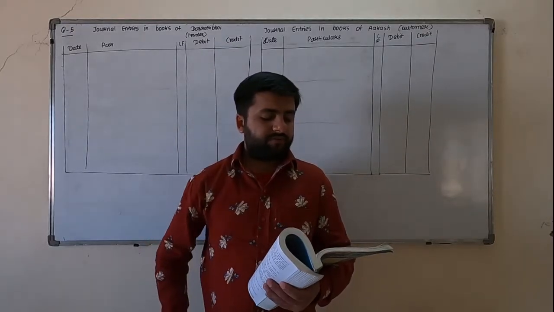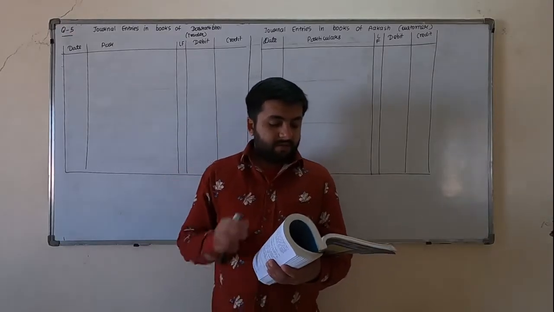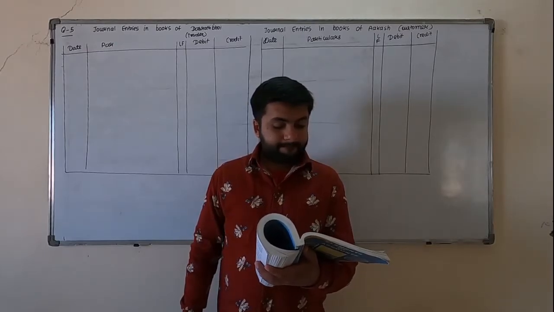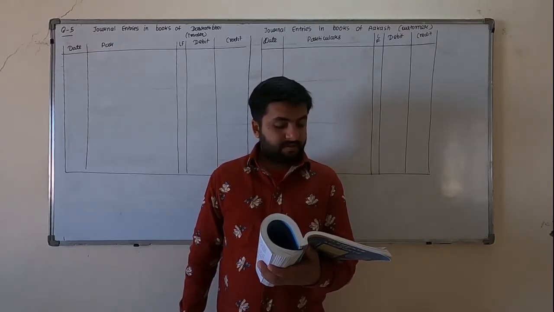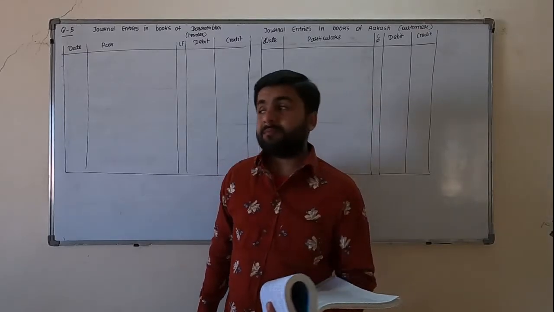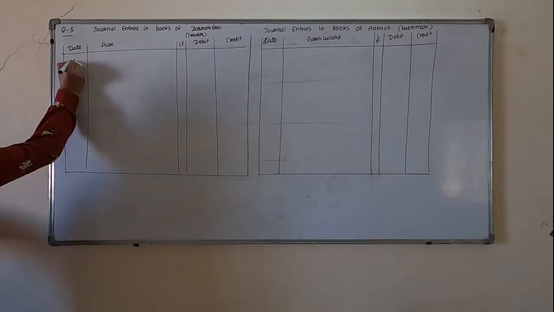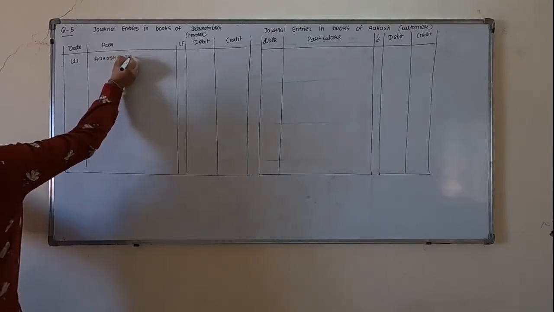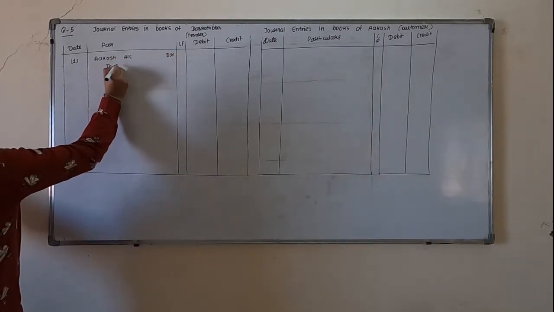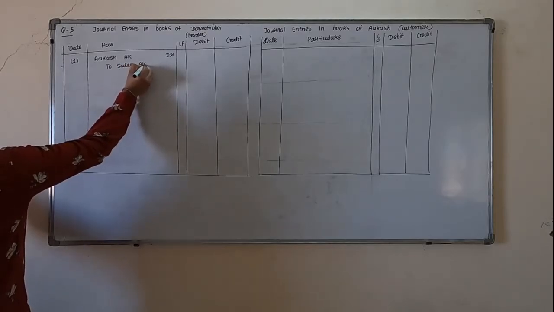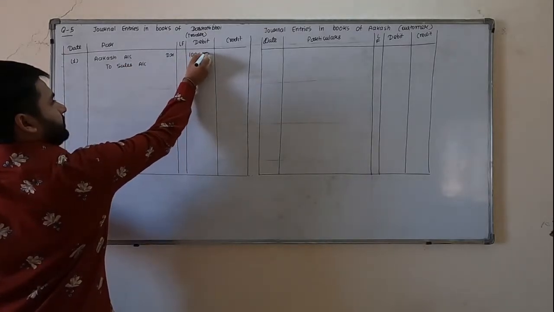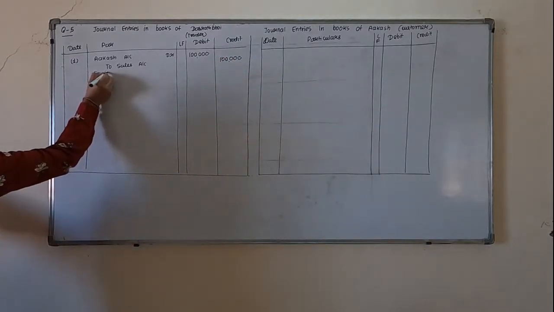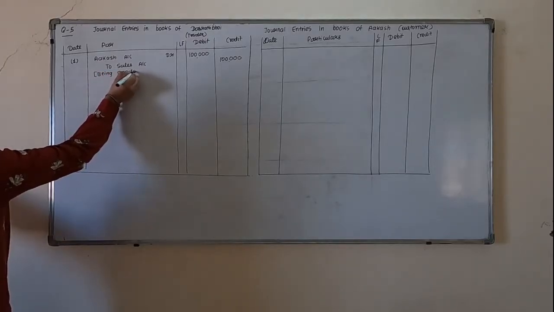Dashrath Bhai sold goods of 1 lakh on credit to Akash. Okay, date. Here date is not given, so simply we have to write the numbers. So first entry, Akash account debit to sales account for 1 lakh, 1 lakh. Being goods sold.